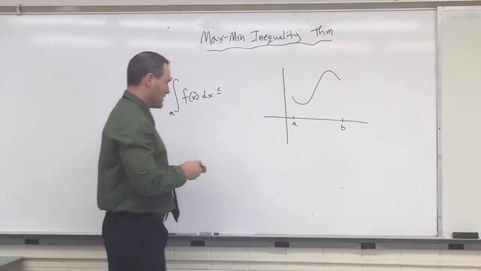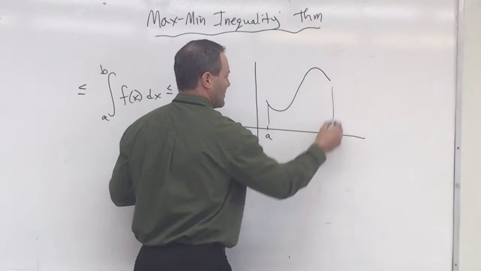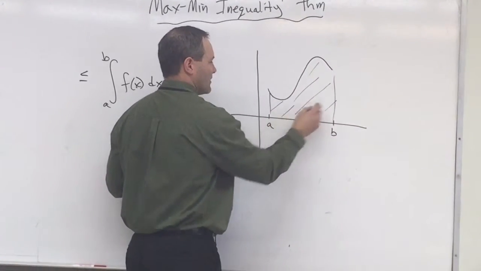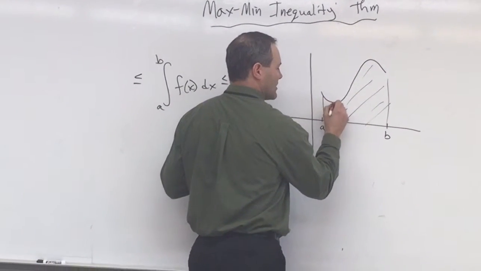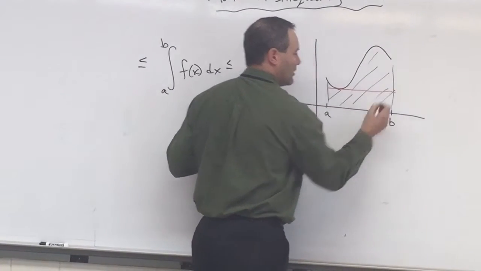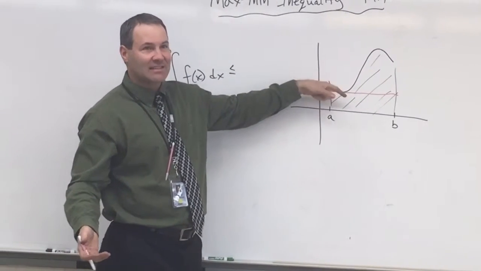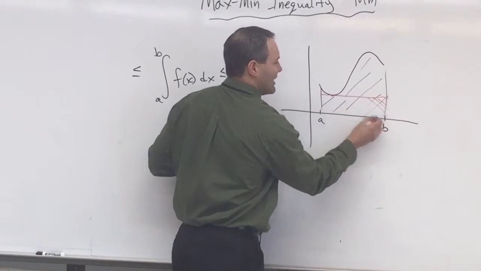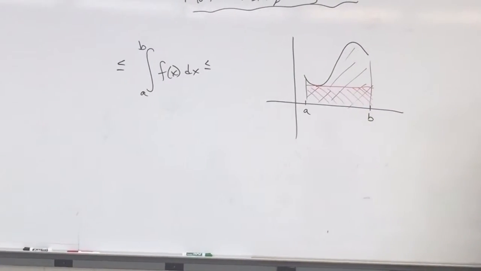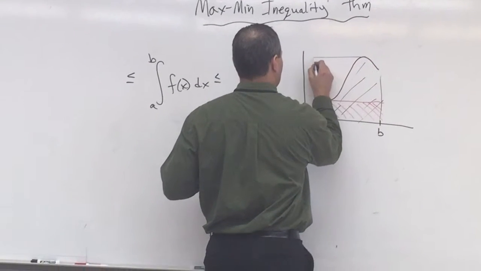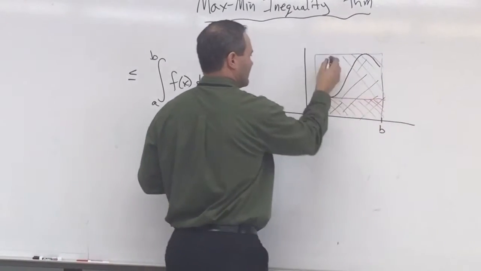Okay, so we're saying the area underneath the curve has to be greater than or equal to the area as if the whole interval was just that height. Makes sense. It's got to be at least that big, right? So it has to be at least as big as the red one, but it can't be larger than the blue one. It can't be larger than the entire rectangle.